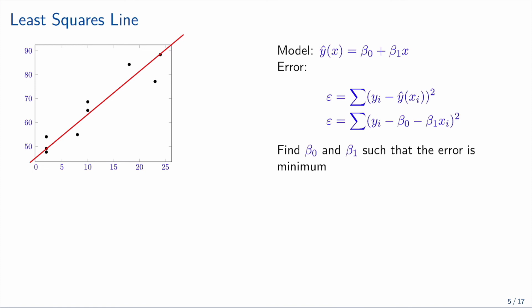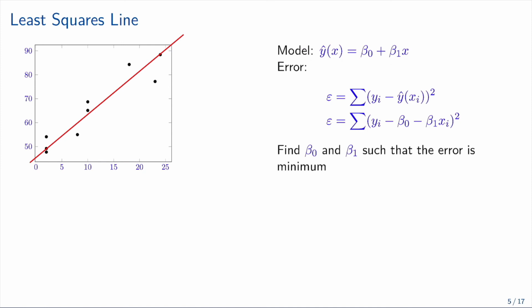The equation of the line is y hat of x equal to beta 0 plus beta 1 of x. Beta 0 is the intercept and beta 1 is the slope. And this equation constitutes a model in the sense that it is able to predict the corresponding value of y given x.